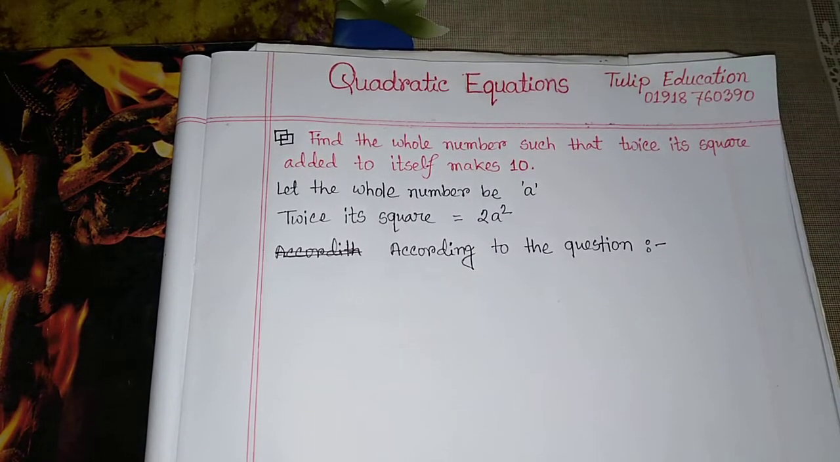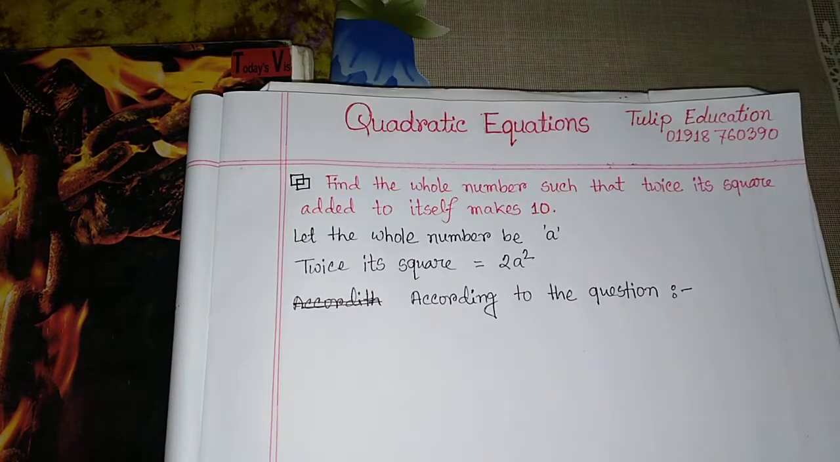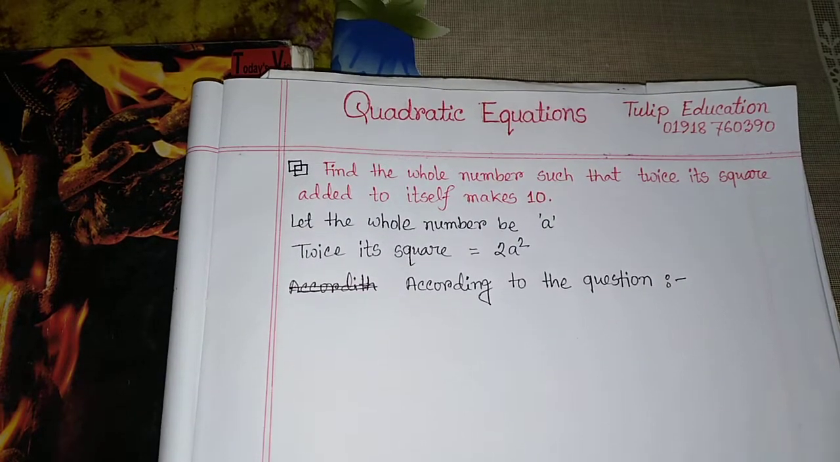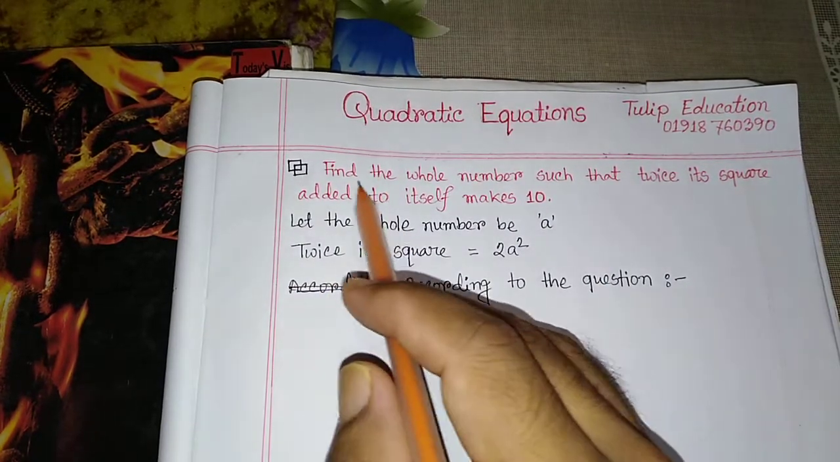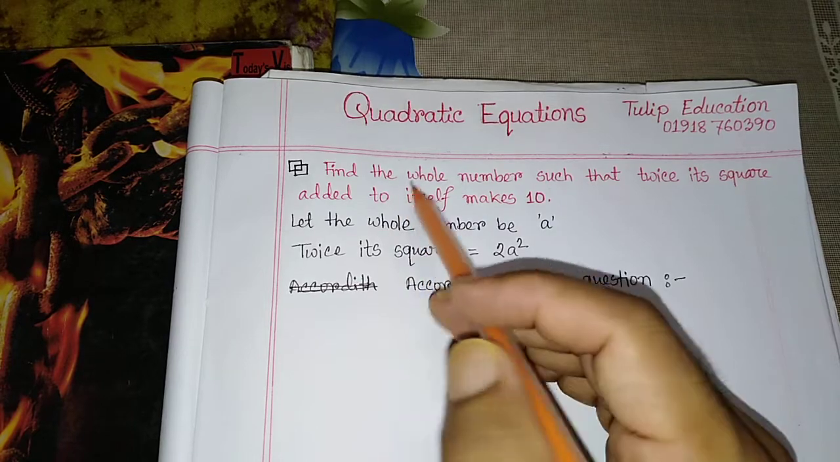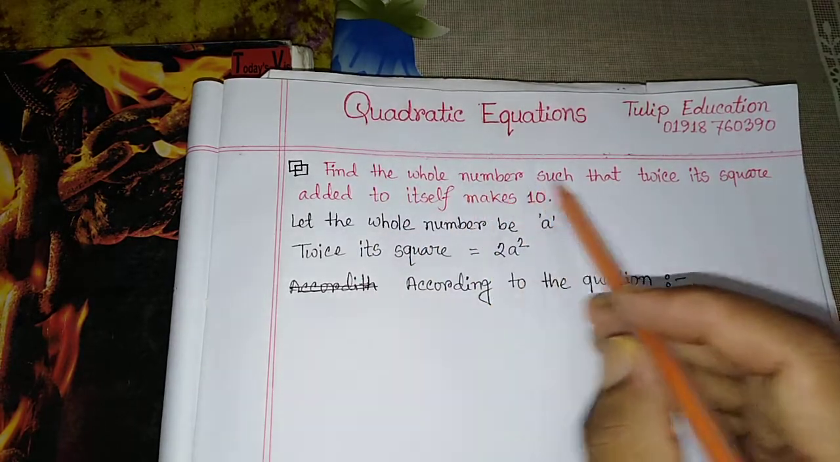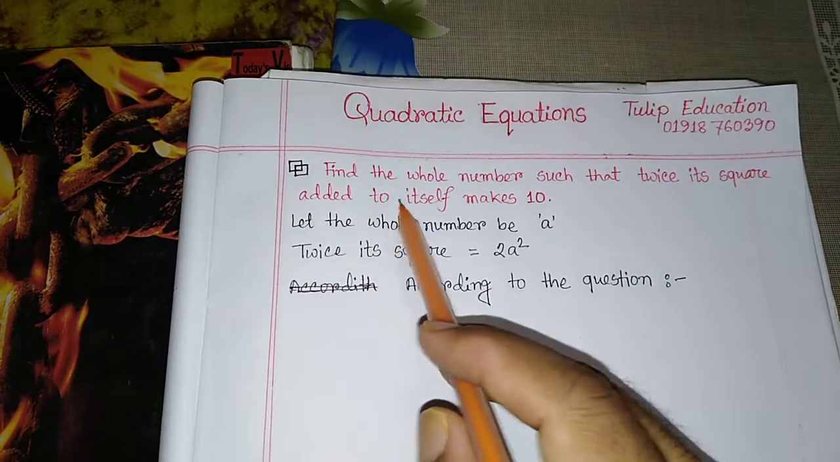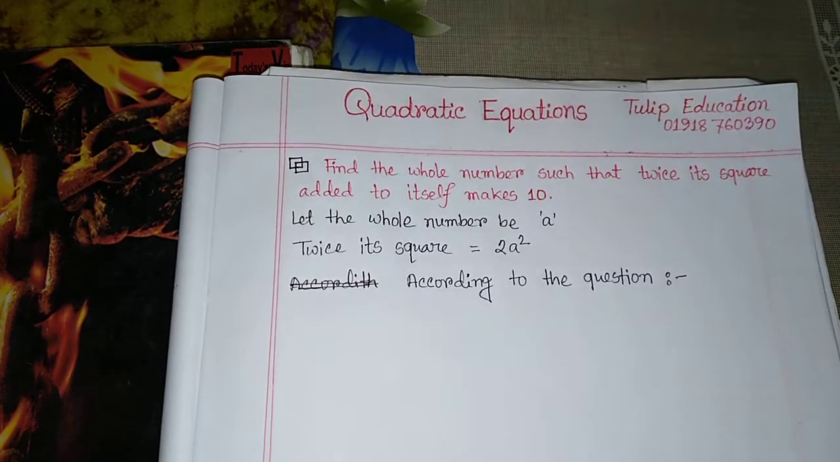Today I will discuss quadratic equations, word problems. So in my discussion, I will discuss how to solve the word problems of quadratic equations. And here I have already written a question. The question says, find the whole number such that twice its square added to itself makes 10. So how to solve it?